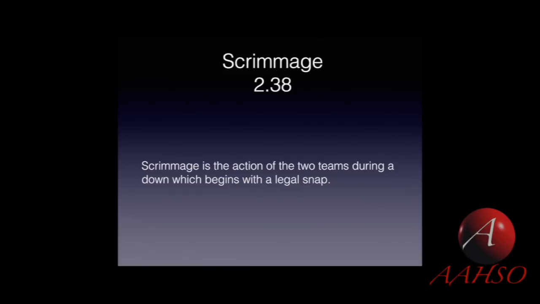Now, what exactly is a scrimmage kick? We need to go to definitions and find. We know what a kick is. Really important understanding about a kick: it is a deliberate act. If I'm running and another player drops the ball and the ball hits my foot and moves in a direction after striking my foot, I did not kick the ball unless I did it on purpose. So we kind of got an idea what a kick is. But what does scrimmage mean? Scrimmage is found in 2.38. It's just the action of the two teams during a down, which begins with a legal snap.